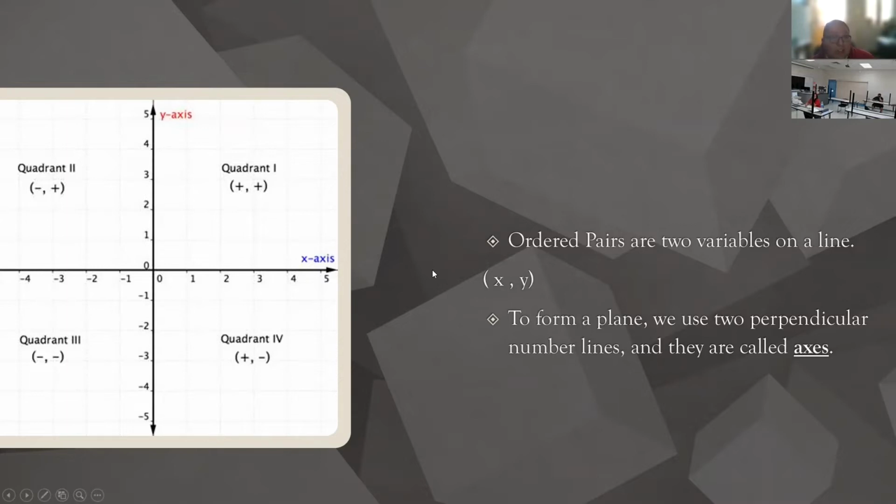So that was close. It was both positive. But yeah, if it was 0 and 3, it'll be on your X line at the 3.